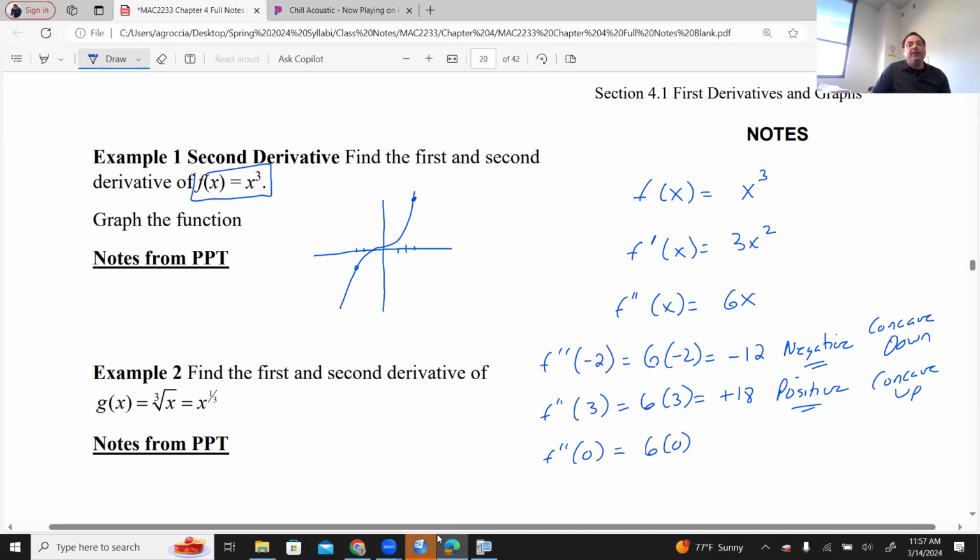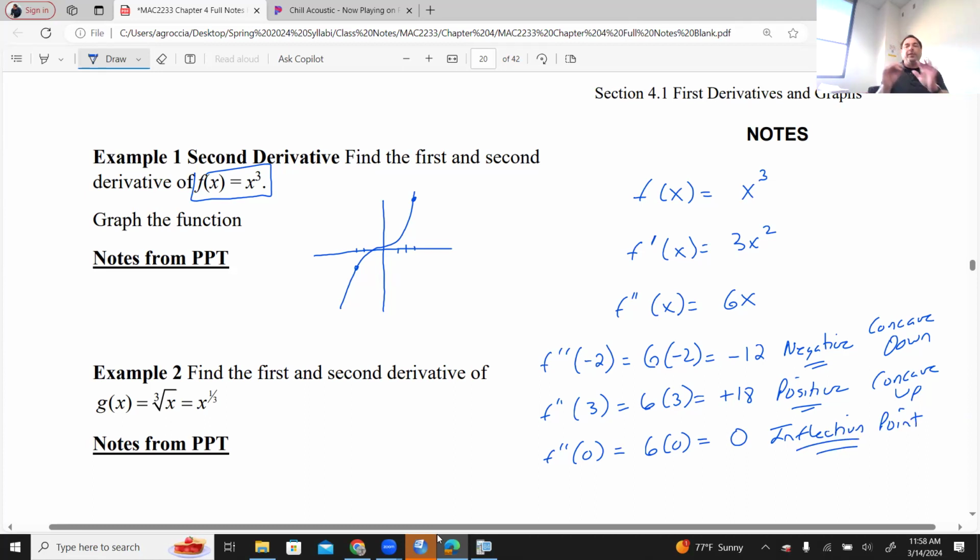But something unique happens if we, in this case, plugged in 0. If you plugged in 0, you get a result of 0. Now, 0, the number itself, is neither negative nor positive. It's neutral, right? So you're not in a concave up area. You're not in a concave down area. Where are you? You're at this really interesting place that we're going to play with a little bit later called an inflection point.